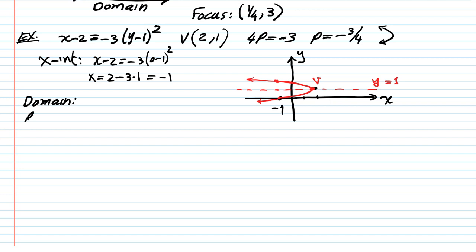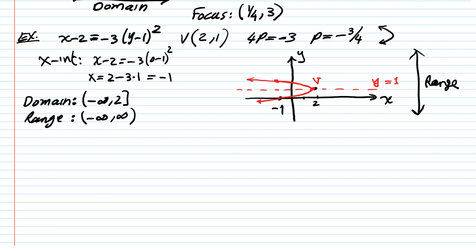Otherwise, you have to do this in your head, try to argue or reason how this is going to go. Well, domain all possible x's. Well, x has to be less than or equal to 2 in this case. Notice there's no graph to the right of 2. So it's just going to go from negative infinity up to 2 including. And the range again, the range is possible y values here. And this would be the range. Negative infinity to infinity. That would be the range.